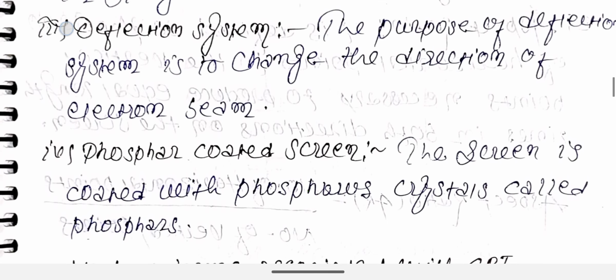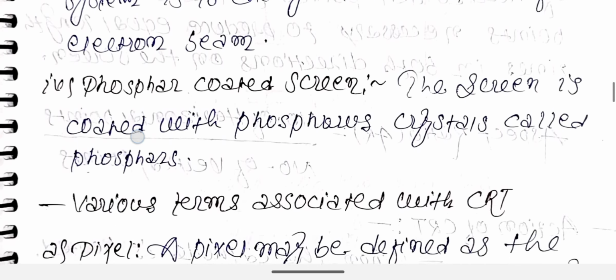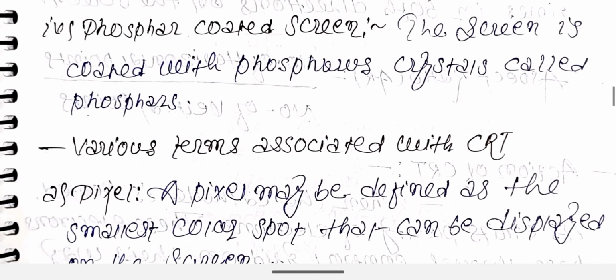Third, deflection system. The purpose of the deflection system is to change the direction of the electron beam for the phosphor coated screen. The screen is coated with phosphorus crystals called phosphors.